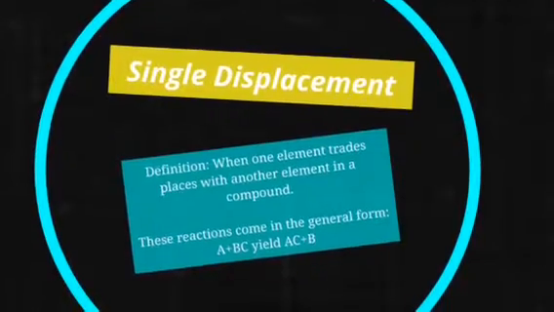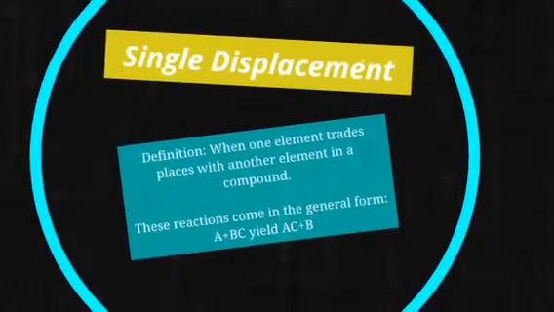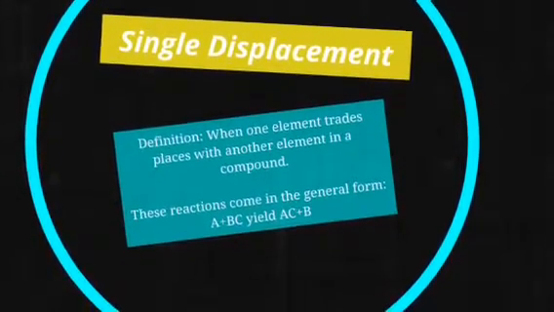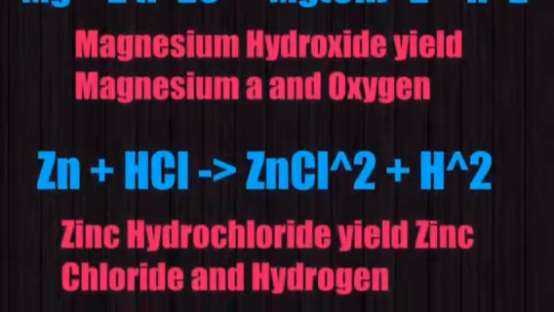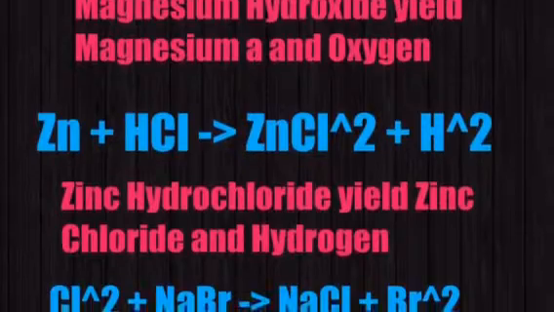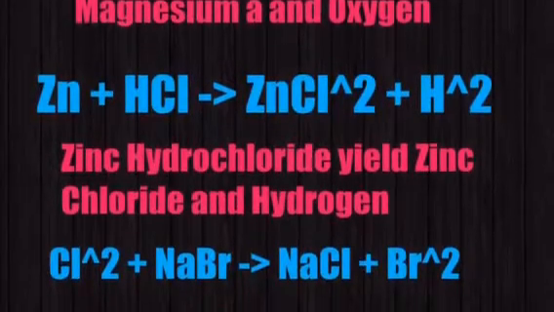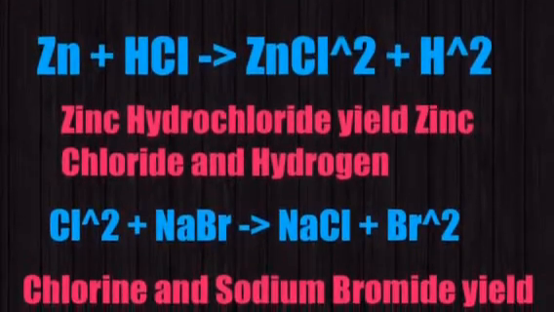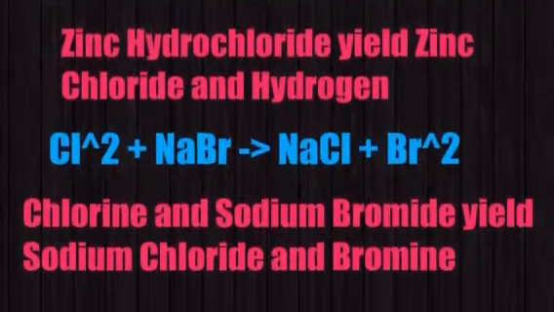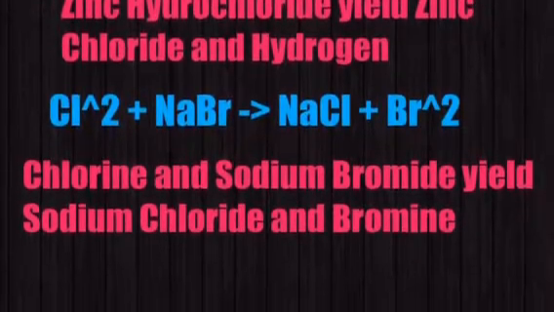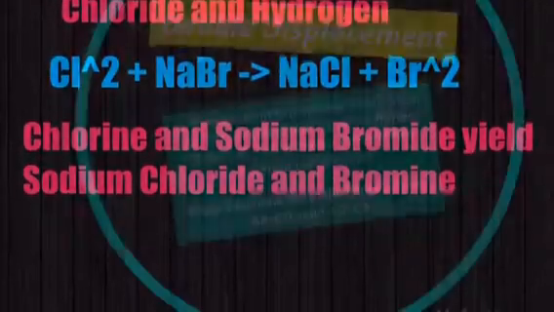Single displacement, when one element trades places with another element in a compound. Magnesium and hydroxide yields magnesium and oxygen. Zinc hydrochloride yields zinc chloride and hydrogen. Chlorine and sodium bromide yield sodium chloride and bromine.